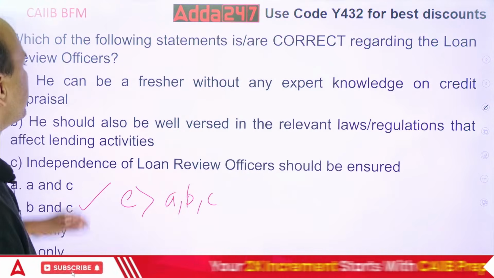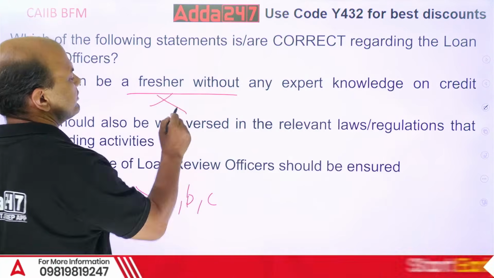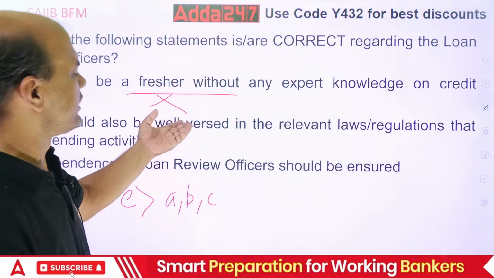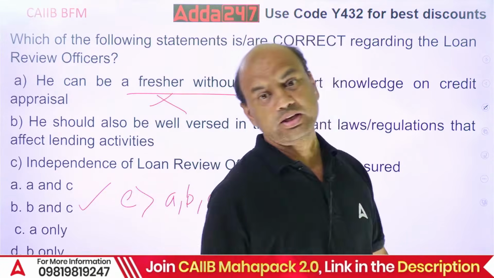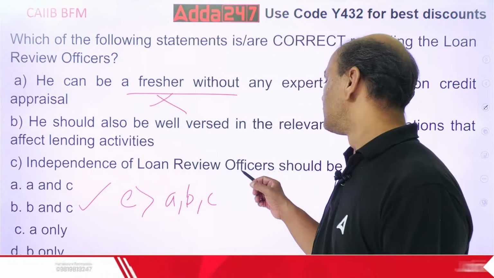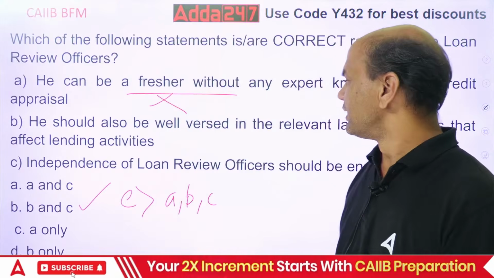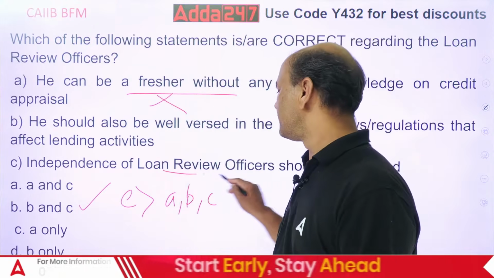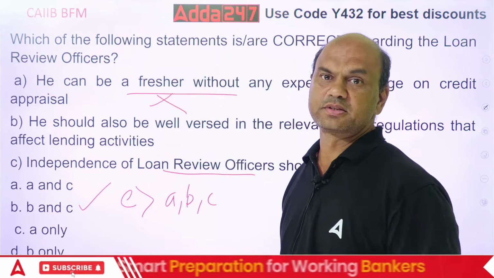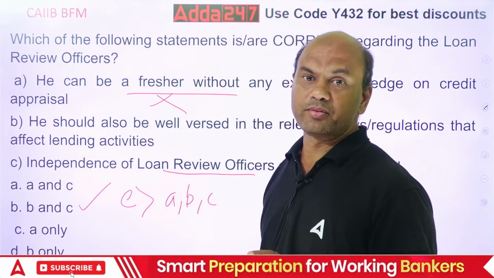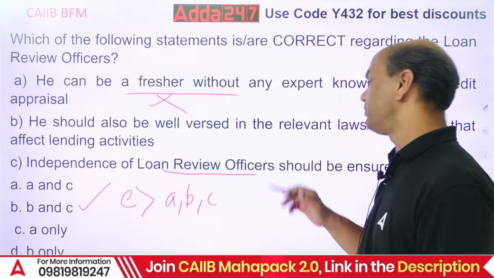Because he cannot be a fresher. This is not allowed. Relevant law should be known. Independence of loan review officer should always be maintained. What is a loan review officer? He will always check your processes, loan processes. He should never have business targets.